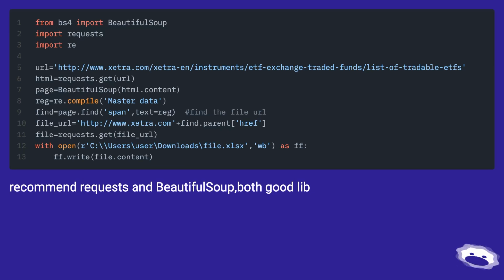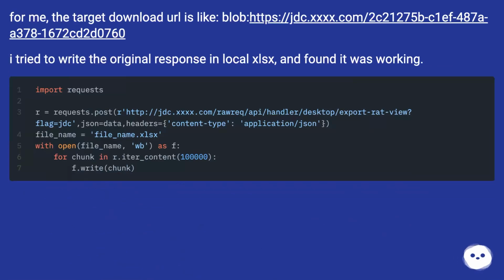I recommend requests and Beautiful Soup, both good libraries. For me, the target download URL is like blob: this URL. I tried to write the original response to a local XLSX file, and found it was working.